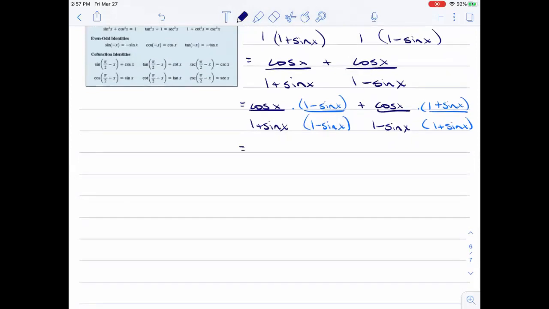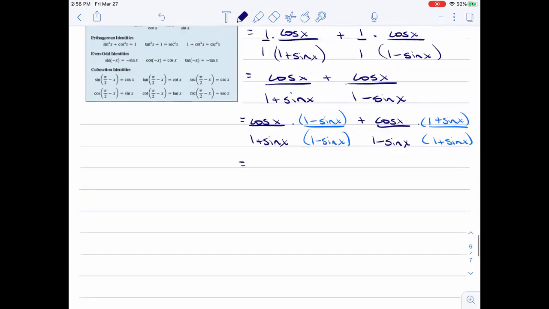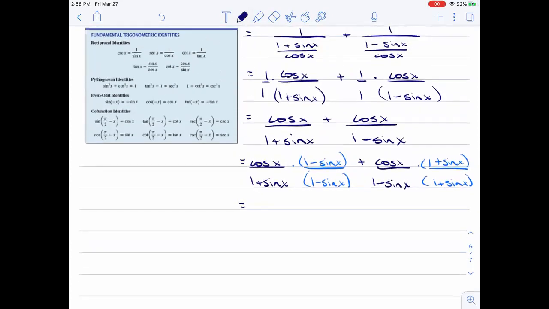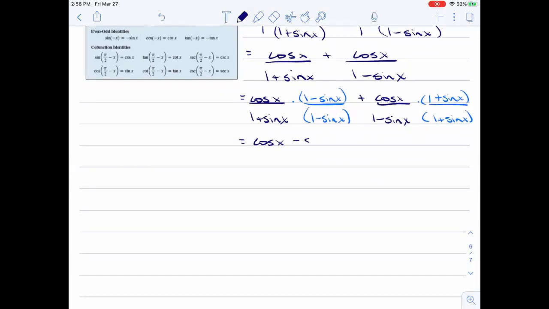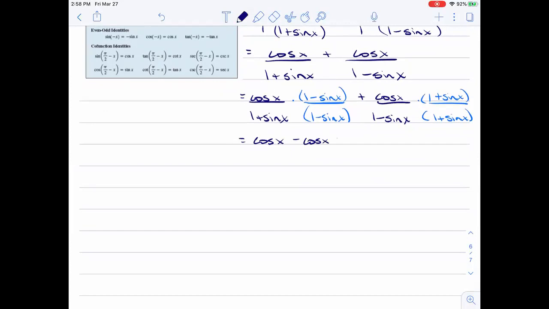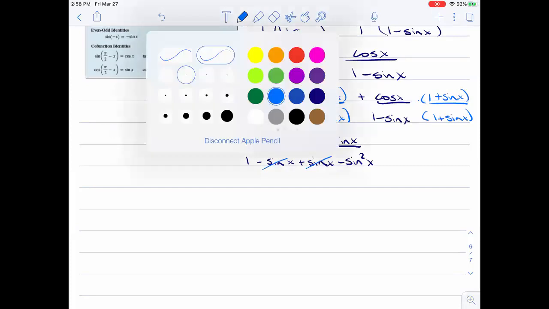So now I'm going to be at, I guess I'm just multiplying this out, multiplying these out. I'm curious to know what the denominator looks like, more than the others. Yeah, I don't see anything jumping out at me. Maybe it jumps out at you, but I'm just going to have to keep going. Cos x minus cos x times sine x over, and then 1 times 1 is 1 minus sine x. So 1 minus sine x plus sine x minus sine squared x. This goes away with this. Okay, looking better.